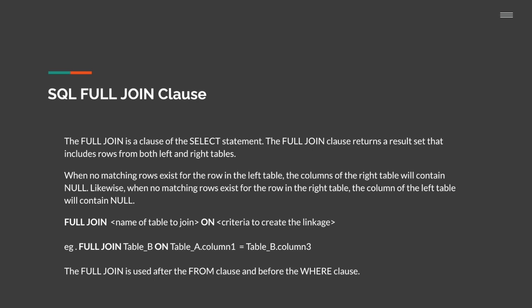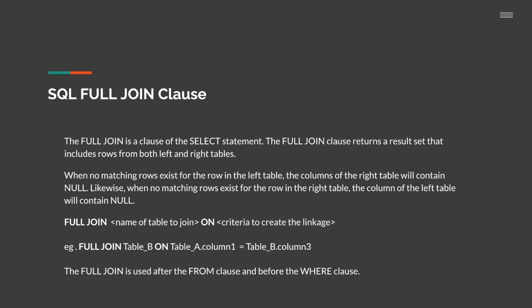Then the criteria that we'll be using is in table A, column 1, we want that to be matching what is in table B, column 3. So when the values in table A, column 1 are equal to table B, column 3, then it will use that as the criteria to combine these tables together. Now the full join, as we stated, is used in the select statement and it's used after the from clause, but it is used before the where clause.